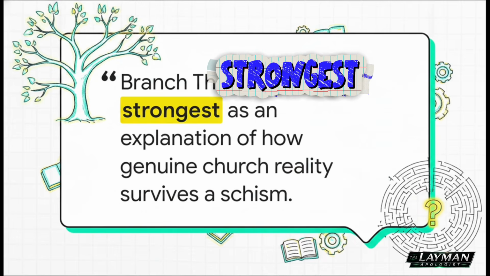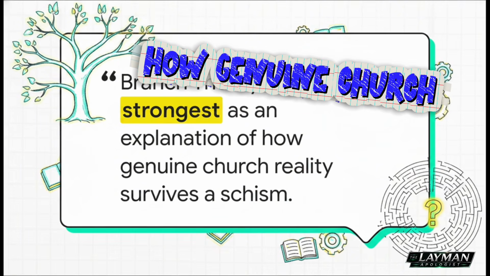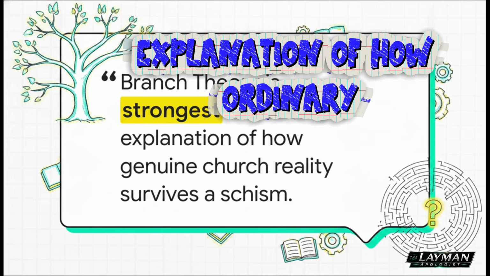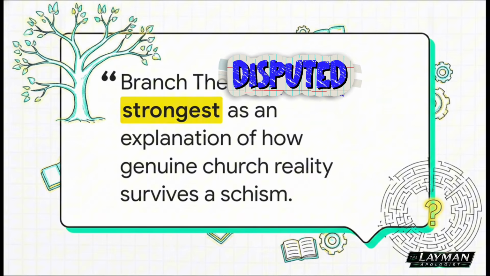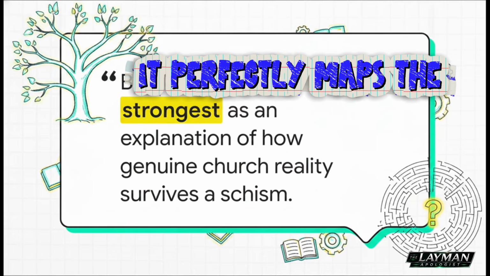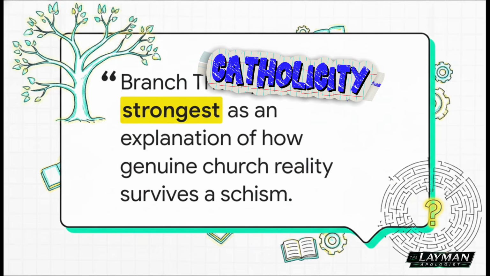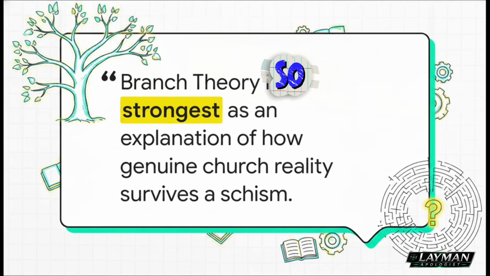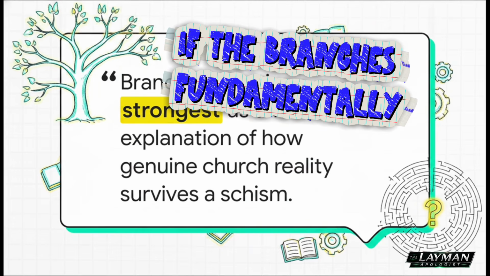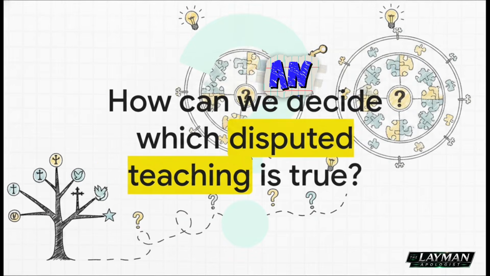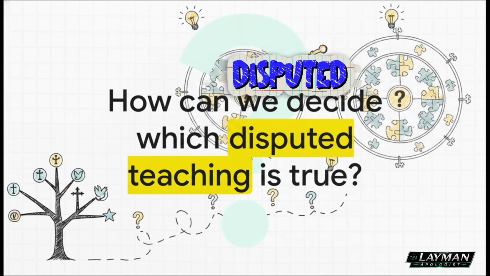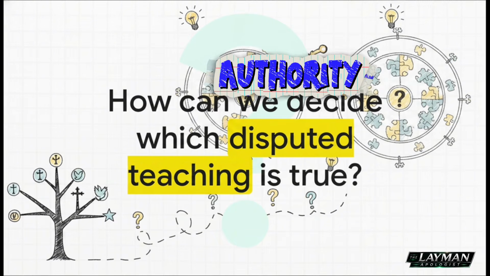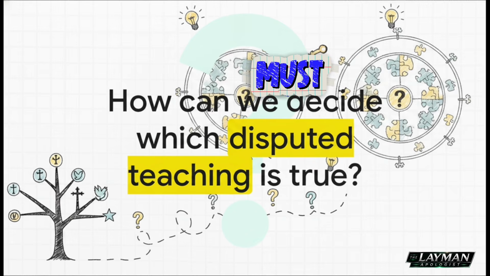Branch theory is strongest as an explanation of how genuine church reality can survive a tragic schism, and weakest as an explanation of how ordinary Christians decide which disputed teaching is true. It perfectly maps the existence of a divided Catholicity, but it pretty much completely fails to provide a mechanism for doctrinal adjudication. So what does all of this mean? If the branches fundamentally disagree in core doctrines, how can an ordinary Christian decide which disputed teaching is true? It is the ultimate epistemic puzzle of divided authority, and one that a theological map must eventually confront.